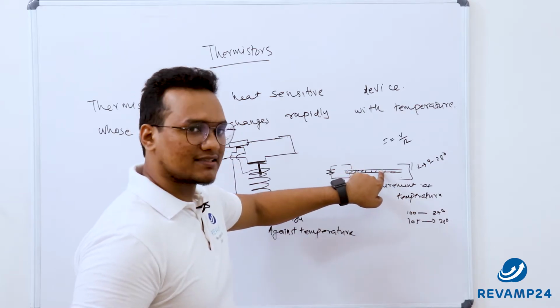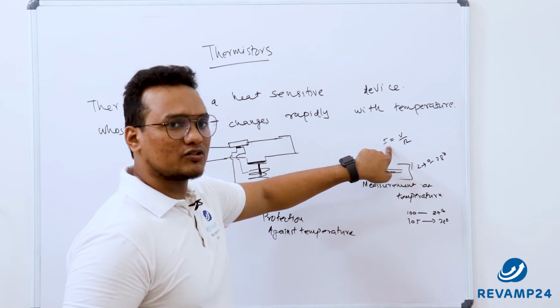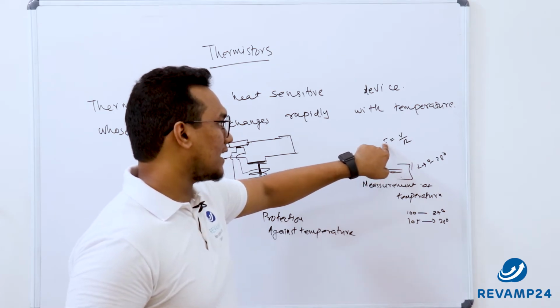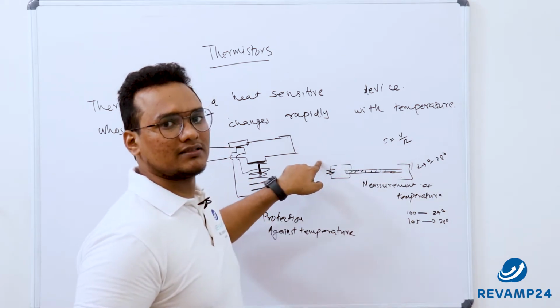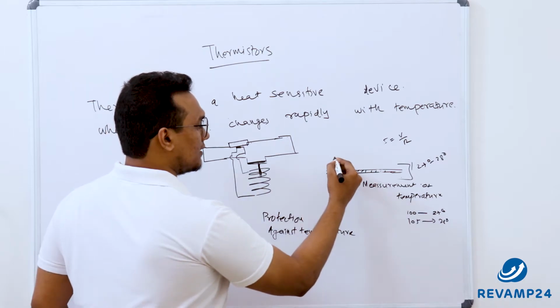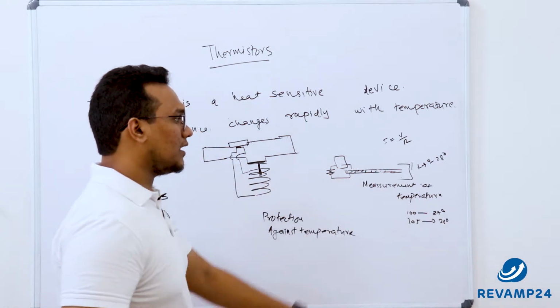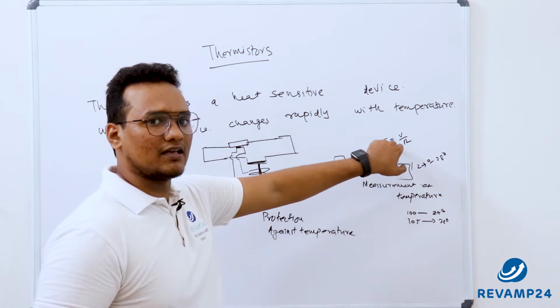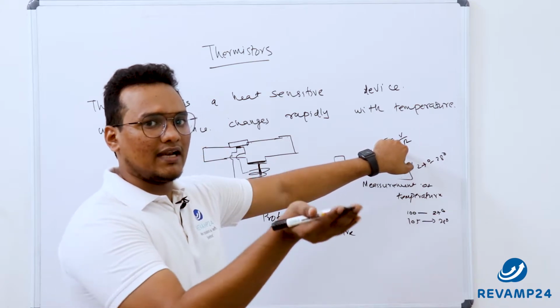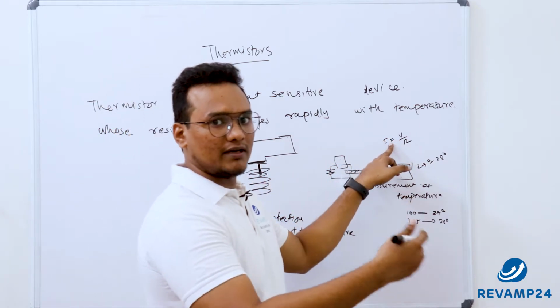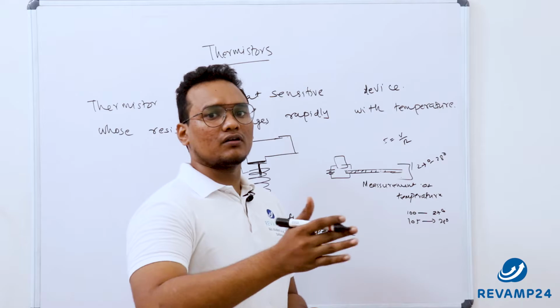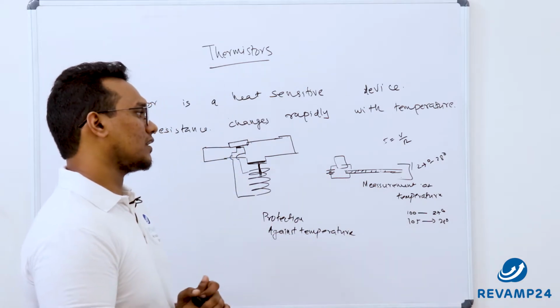This change in resistance will give rise to a change in current. This current will represent a particular temperature, and this temperature will be displayed on the digital meter. So simply, a small change in resistance gives a change in current, and that change in current is calibrated to certain values for temperatures. This way we can measure temperature.